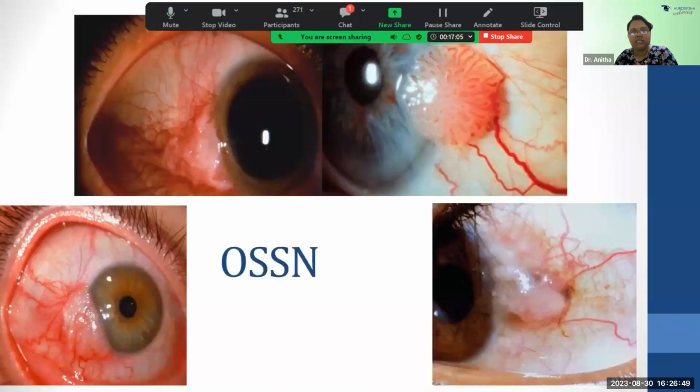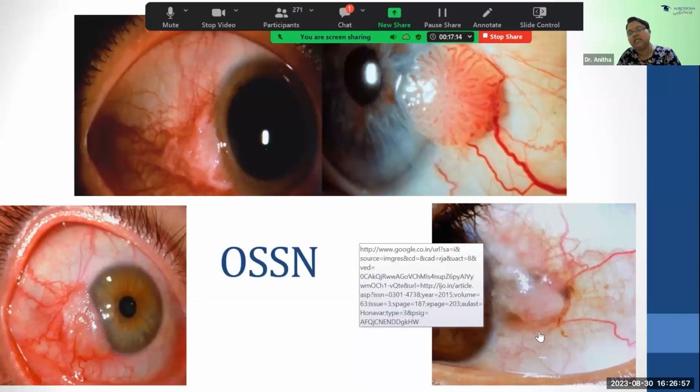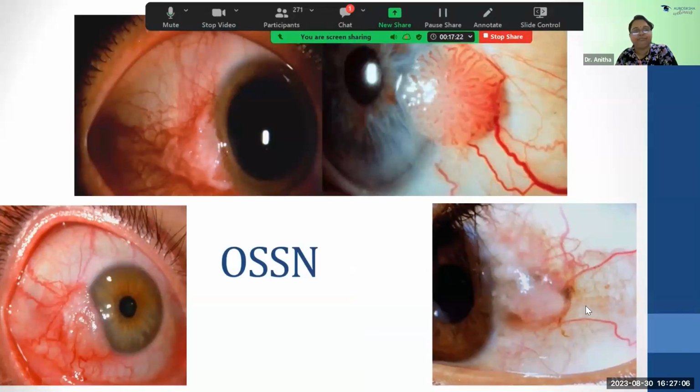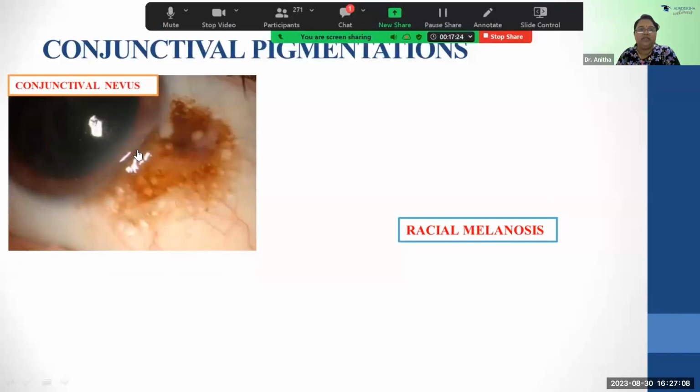So this is the OSSN, these pictures. All these are benign OSSN lesions. This occurs because of chronic eye rubbing. And the pinguecula will turn like this. This is called pseudoepitheliomatous hyperplasia. This is a very common condition.